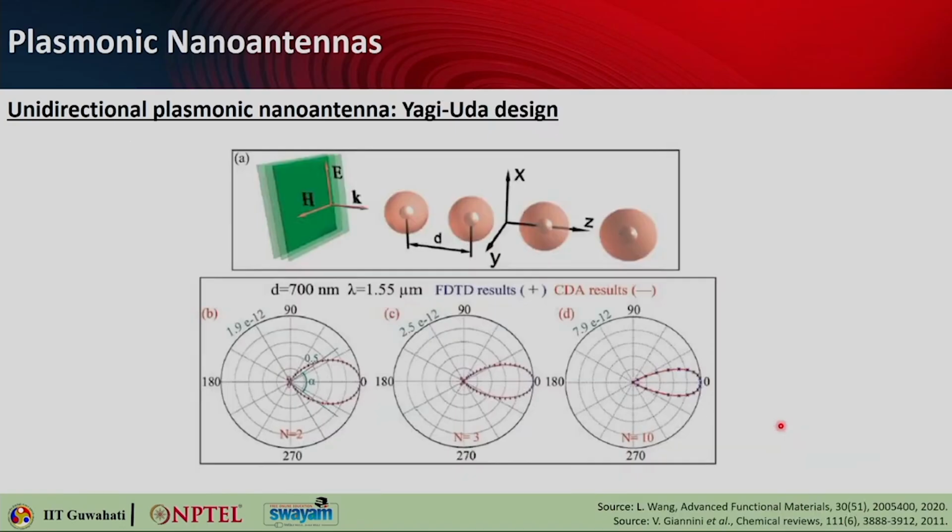You can also line up this kind of nanoparticles to make a Yagi-Uda kind of design. What you can see here is that when you have just two nanoparticles, this is the beam width, and you have tiny side lobes, which are not so good, and the maximum radiation intensity is 1.2 times 10 to the power minus 12.